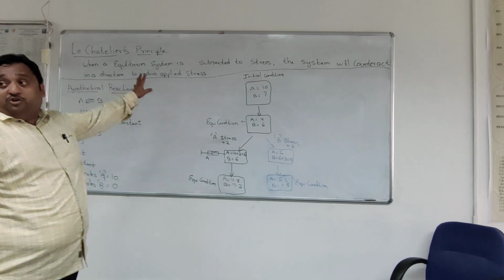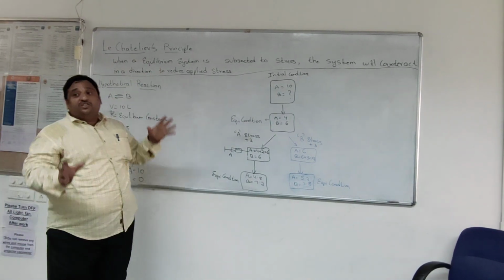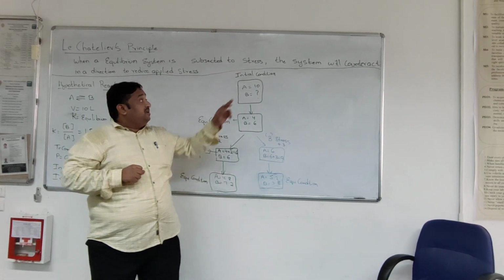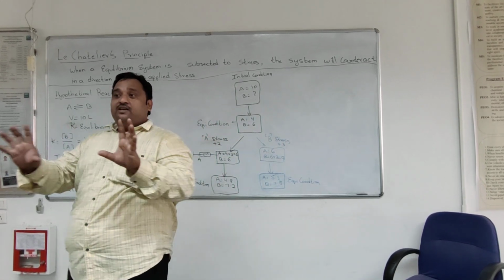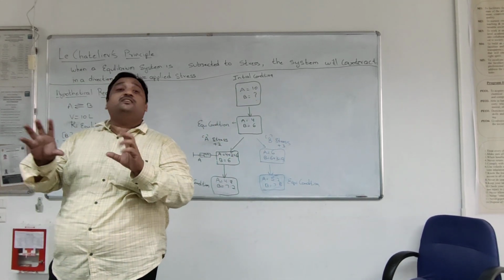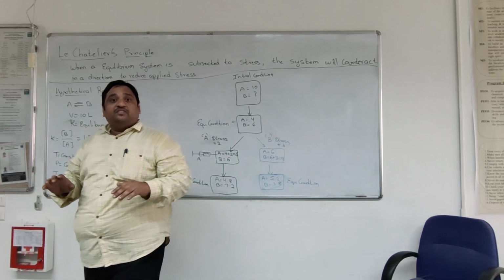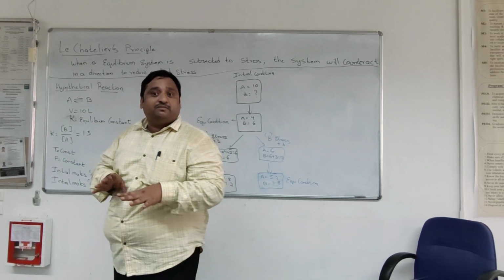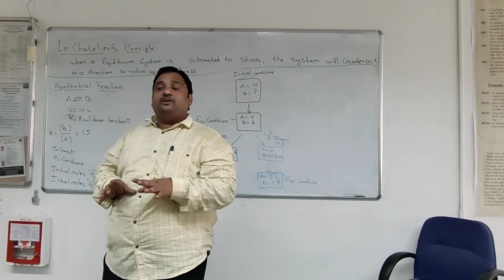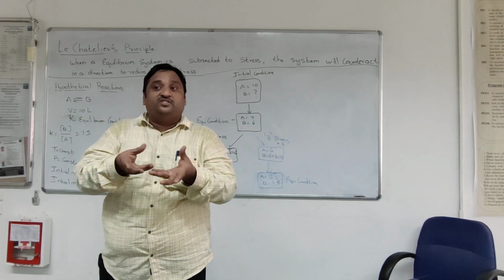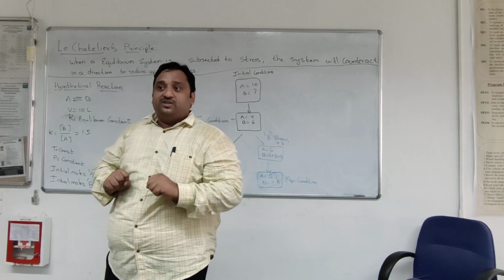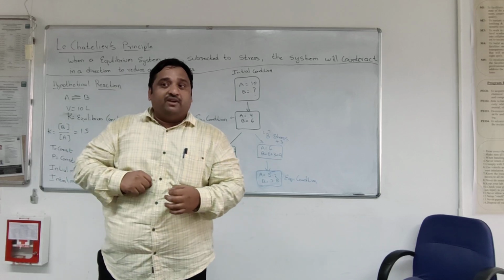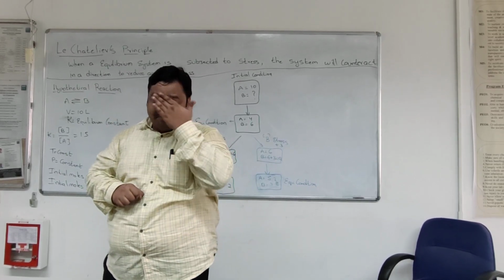So Le Chatelier's principle says this: when an equilibrium system is subjected to stress, that means you are giving a disturbance to the system, then the system will counteract the disturbance. It will try to nullify the disturbance that you have given. Disturbance can be of many types. You can disturb the system in terms of concentration, temperature, and pressure. All these three kinds of disturbances you can give to an equilibrium system. Then you can see how the system will counteract the disturbance you have given. That is the whole concept of Le Chatelier's principle.